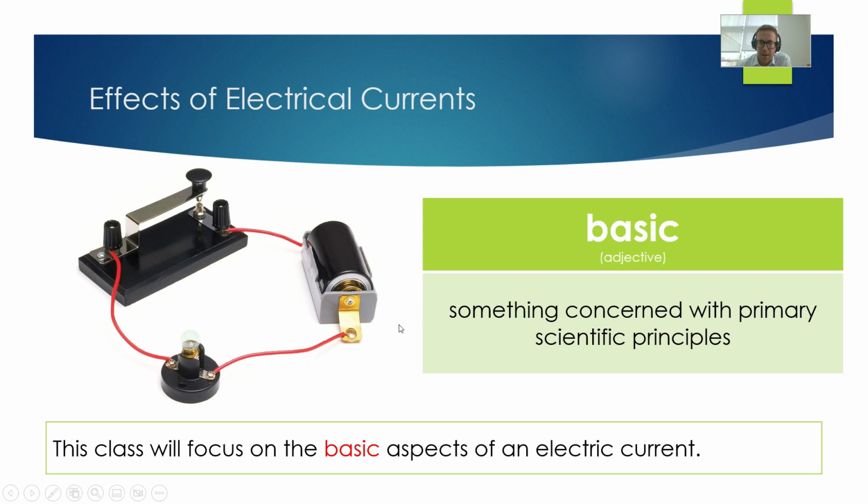Basic. This is an adjective to describe something concerned with the primary scientific principles. So when you just see something very simple and easy to understand, this is basic. For example, this class will focus on the basic aspects of an electrical current. So for pronunciation and spelling, the only problem really here is this IC at the end. Some people might think K, but it's an IC. And the stronger sound is on the first sound. Basic.